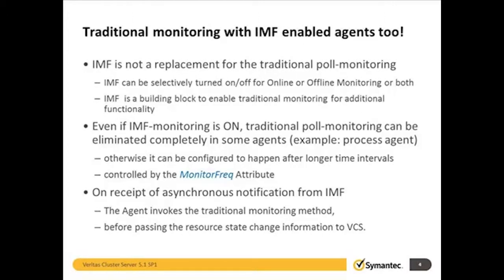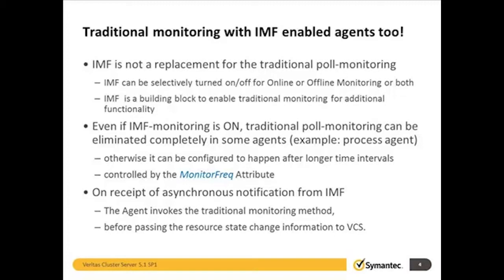With each release of VCS after version 5.1 SP1, we are improving on the number of agents that are supported with this feature. IMF is not necessarily a replacement for traditional monitoring. For example, with the Oracle agent, you have the ability to configure a second-level monitor. This gives you insight into the ability of the database to accept reads and writes. You can configure IMF to do the first-level monitoring and have the traditional second-level monitor run on an extended period to ensure the database is fully online.